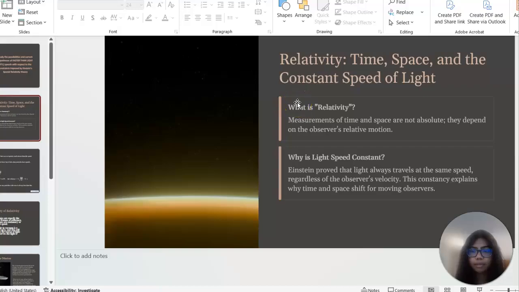Relativity, time, space, and the constant speed of light. What is relativity? Measurements of time and space are not absolute. They depend on the observer's relative motion. Why is light speed constant? Einstein proved that light always travels at the same speed regardless of the observer's velocity. This constancy explains why time and space shift for moving observers.